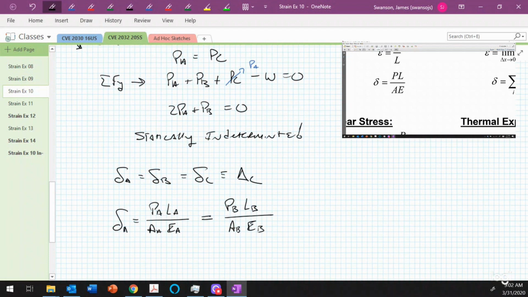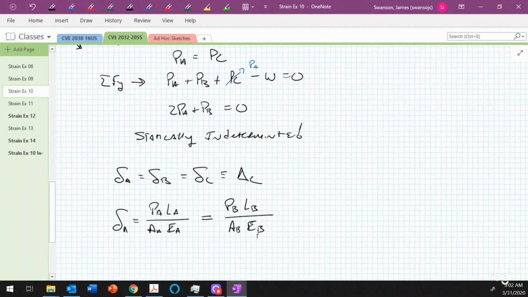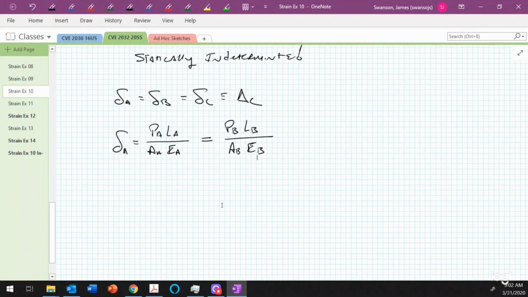All right, now let me go back to this view. So scroll down a little bit more. What we can do is observe that the length of each of these rods is the same. So the length of rod A is equal to the length of rod B, so that cancels out. And we know that all the rods have the same area. So we have an area of 4 inches squared here and here, so that cancels out as well. So this equation simplifies to P_A divided by E_A is equal to P_B divided by E_B.